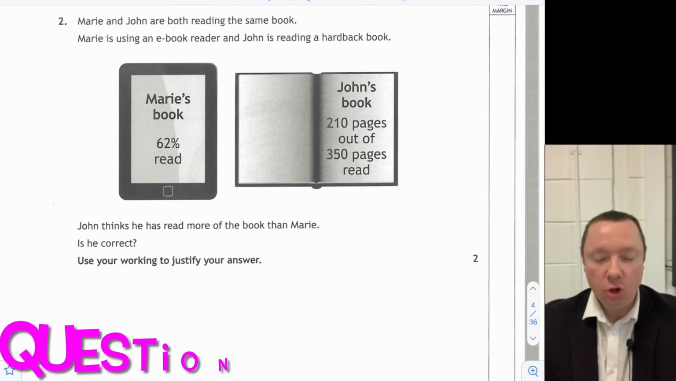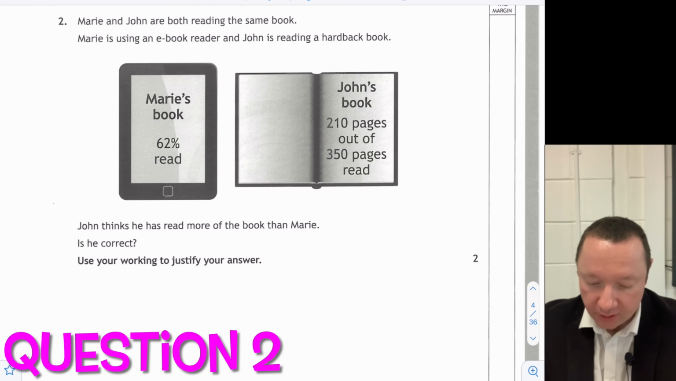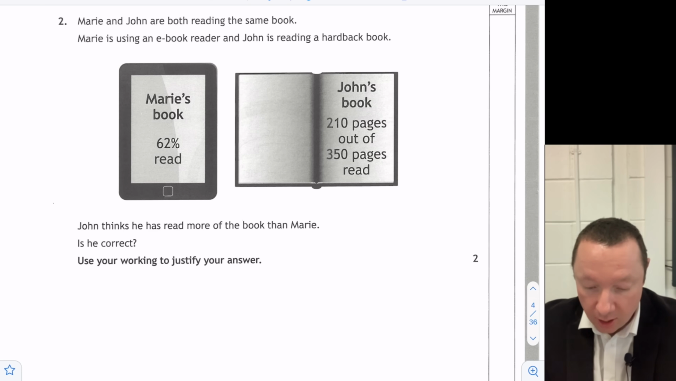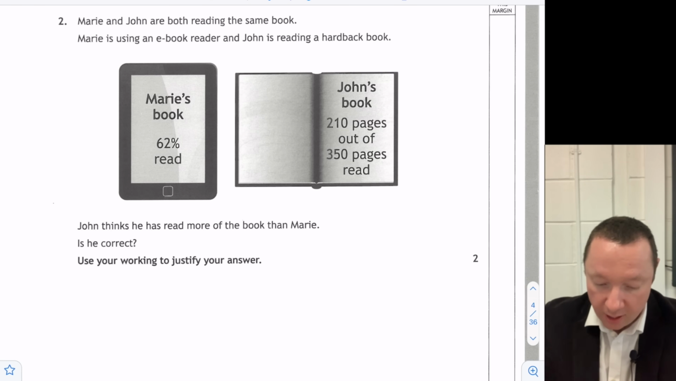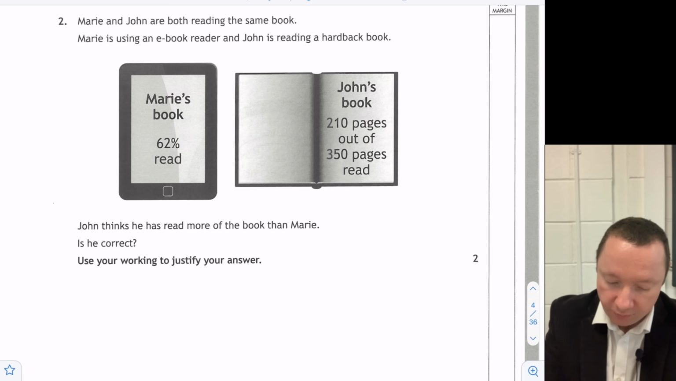Done. Question 2. Mary and John are both reading the same book, using an e-book reader, and John is reading a hard book. John thinks he's read more of the book than Mary. Is he correct? Mary has read 62%. John has read 210 out of 350.